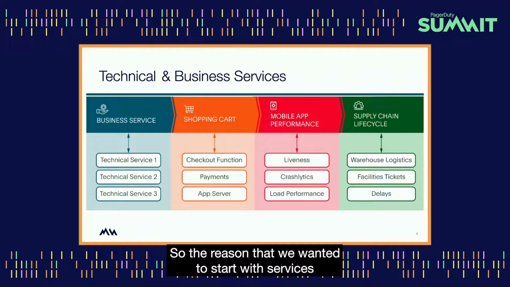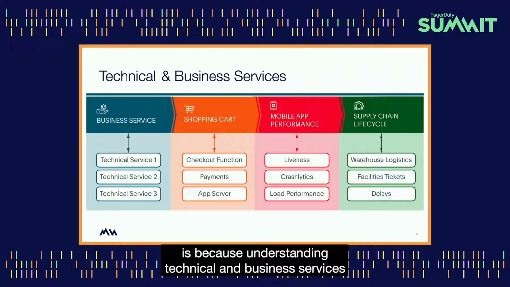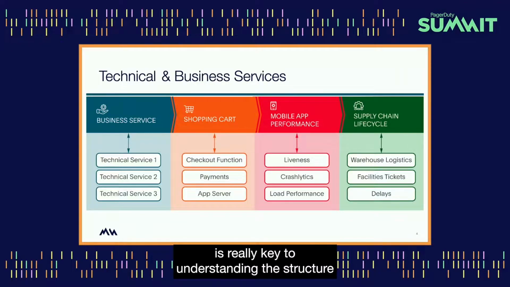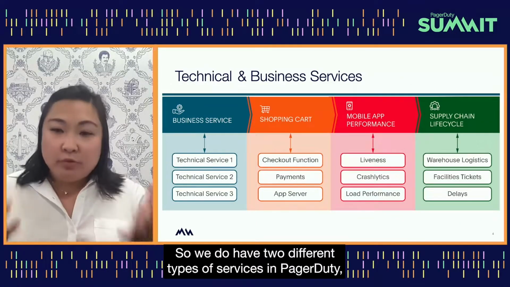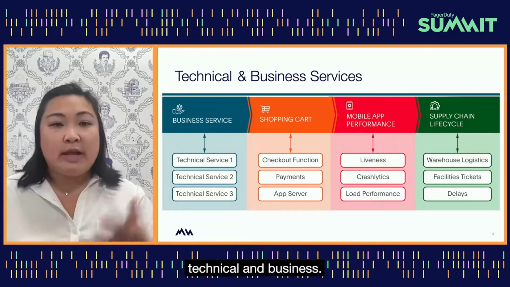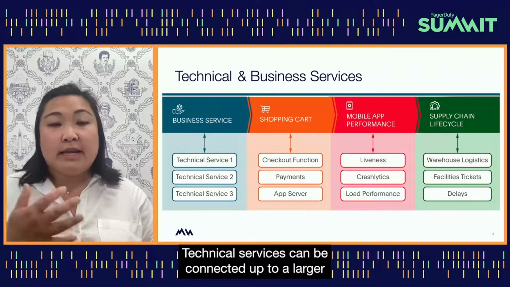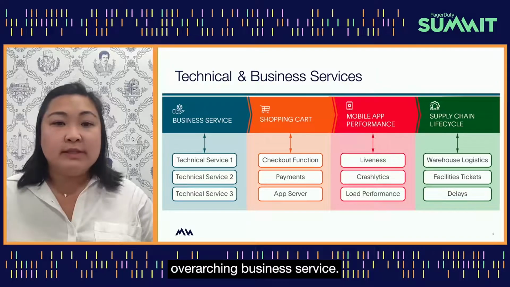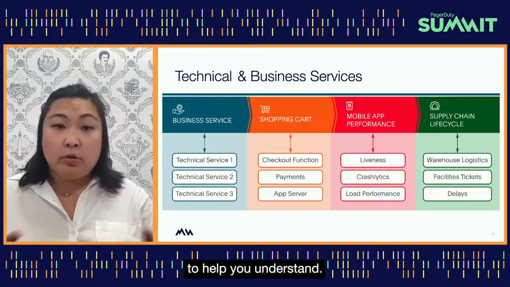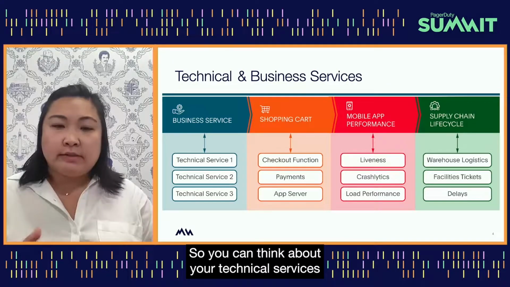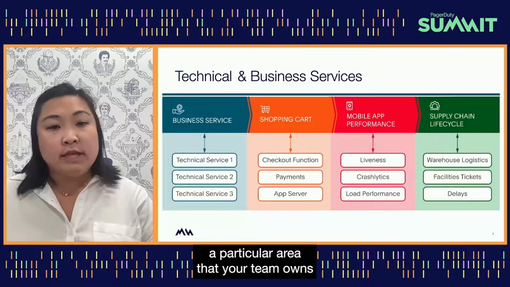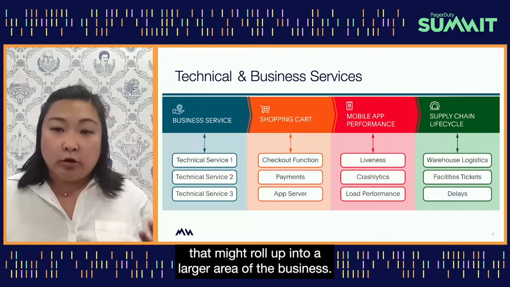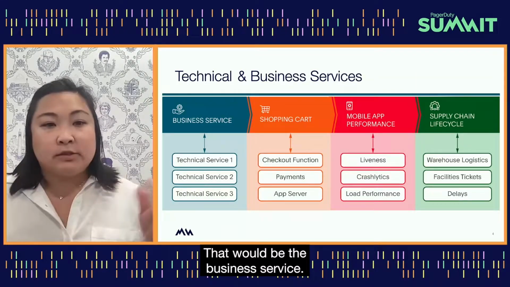So the reason that we wanted to start with services is because understanding technical and business services is really key to understanding the structure and flow of information through PagerDuty to our users. So we do have two different types of services in PagerDuty, technical and business. Technical services can be connected up to a larger overarching business service. That's what this visualization is supposed to help you understand. So you can think about your technical services as being those individual microservices, a particular area that your team owns that might roll up into a larger area of the business. That would be the business service.